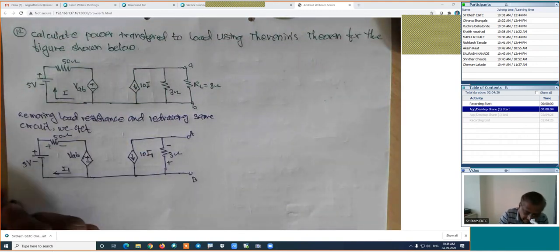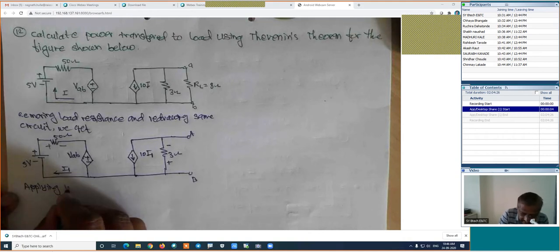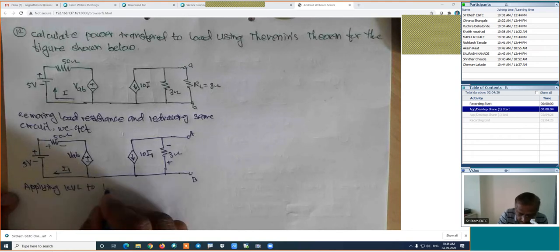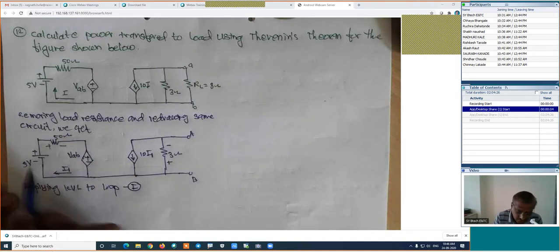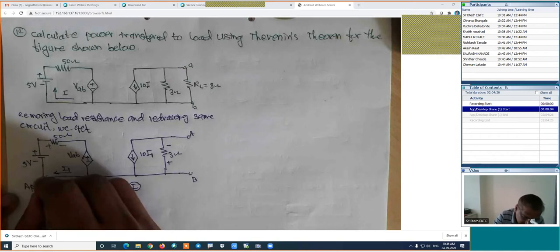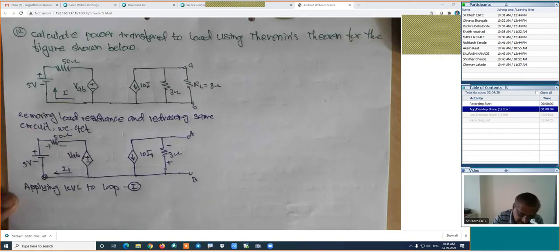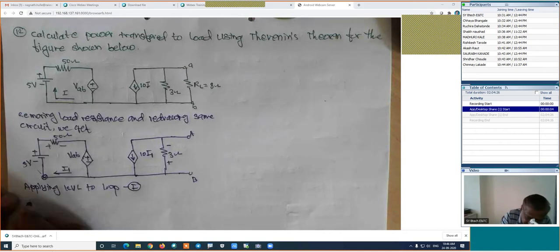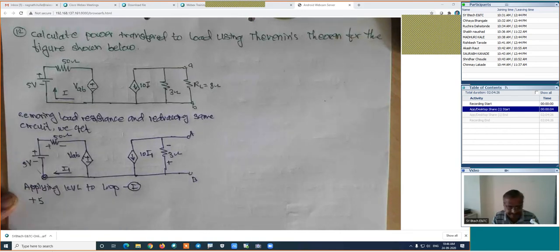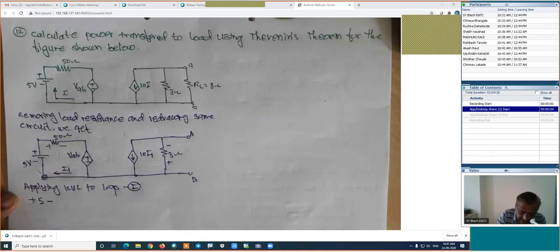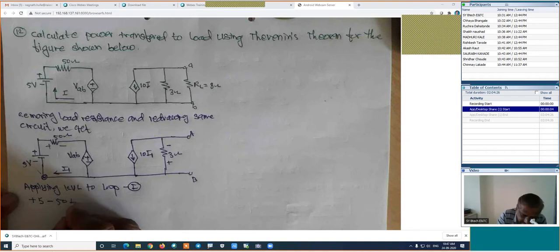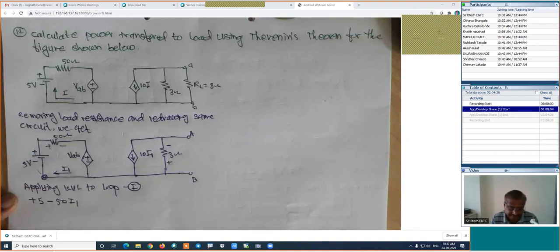Applying KVL to loop 1. Apply Kirchhoff's voltage law to the first loop and prepare its equation. If we are starting from this point, we are traveling in the clockwise direction, negative to positive, which is plus. Its voltage is 5. Then positive to negative, it is a minus. Its resistance is 50 and its current is I1. This 50 I1 is its potential.